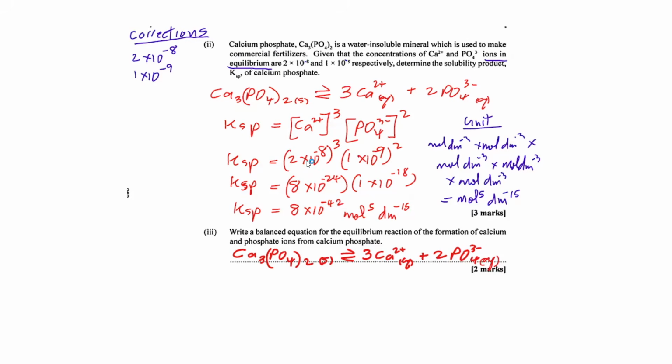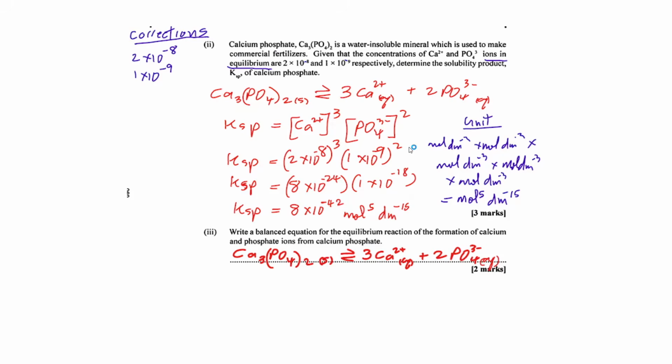So we just simply plug in the value and cube it for calcium, and then we plug in the values for phosphate and square it. And therefore we continue with our calculation. Ksp is now equal to 8 times 10 to the minus 24 times 1 times 10 to the minus 18. And our Ksp value is now 8 times 10 to the negative 42. And our unit is moles to the fifth, dm minus 15.